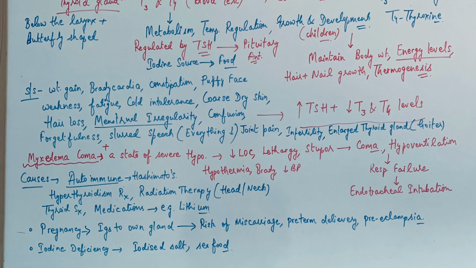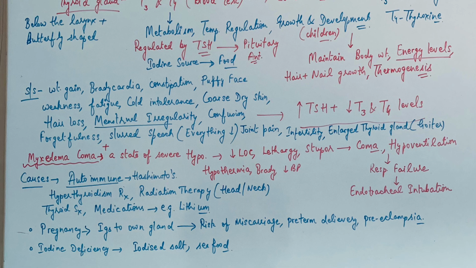Because of coma and hypoventilation, the person can also go into respiratory failure. Respiratory failure is an emergency condition because the person cannot breathe properly. There will be impaired oxygen saturation and impaired level of oxygen in the cells, so there can be chances of endotracheal intubation. So this is a very critical condition, and that condition is known as myxedema coma. This condition is very important from an exam point of view.